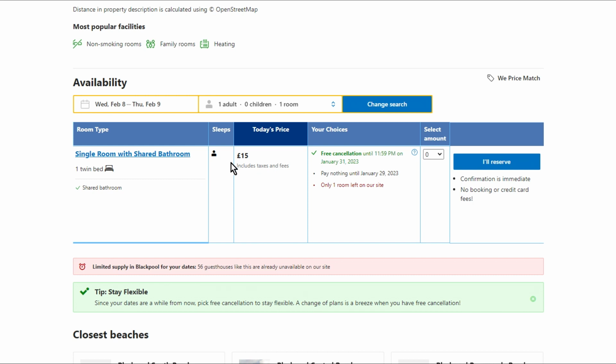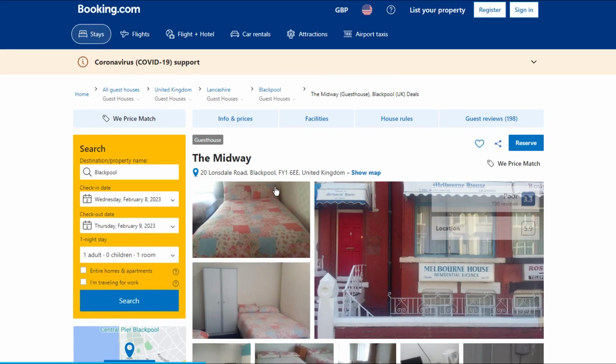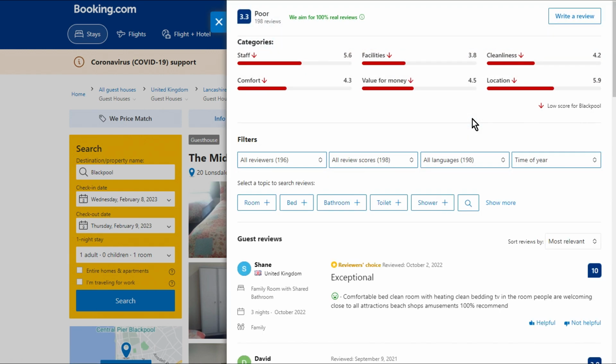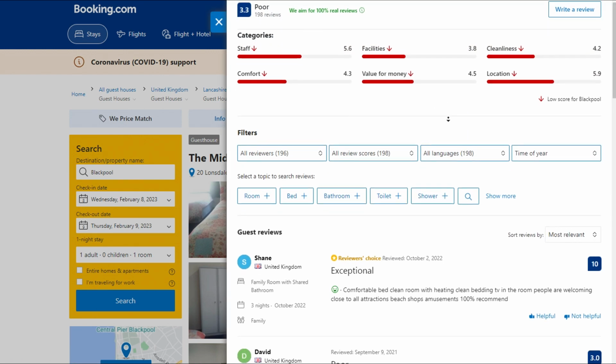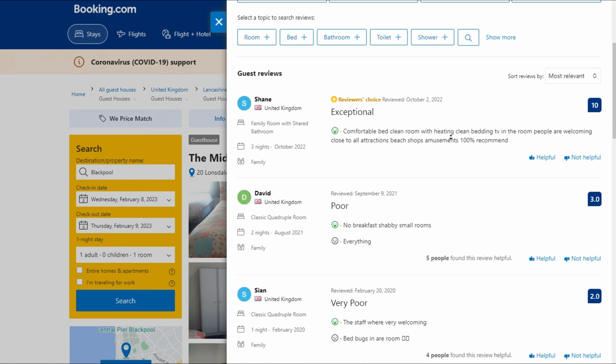£15 a night is expensive for the UK's cheapest room. I've stayed in hotels that are like £7, £10 a night. My cheapest is probably £5 a night, that capsule one in Ukraine. So £15 a night for your cheapest room shows that the UK is very overpriced with hotels. If you take a look at the reviews, they're not looking very good for this place.